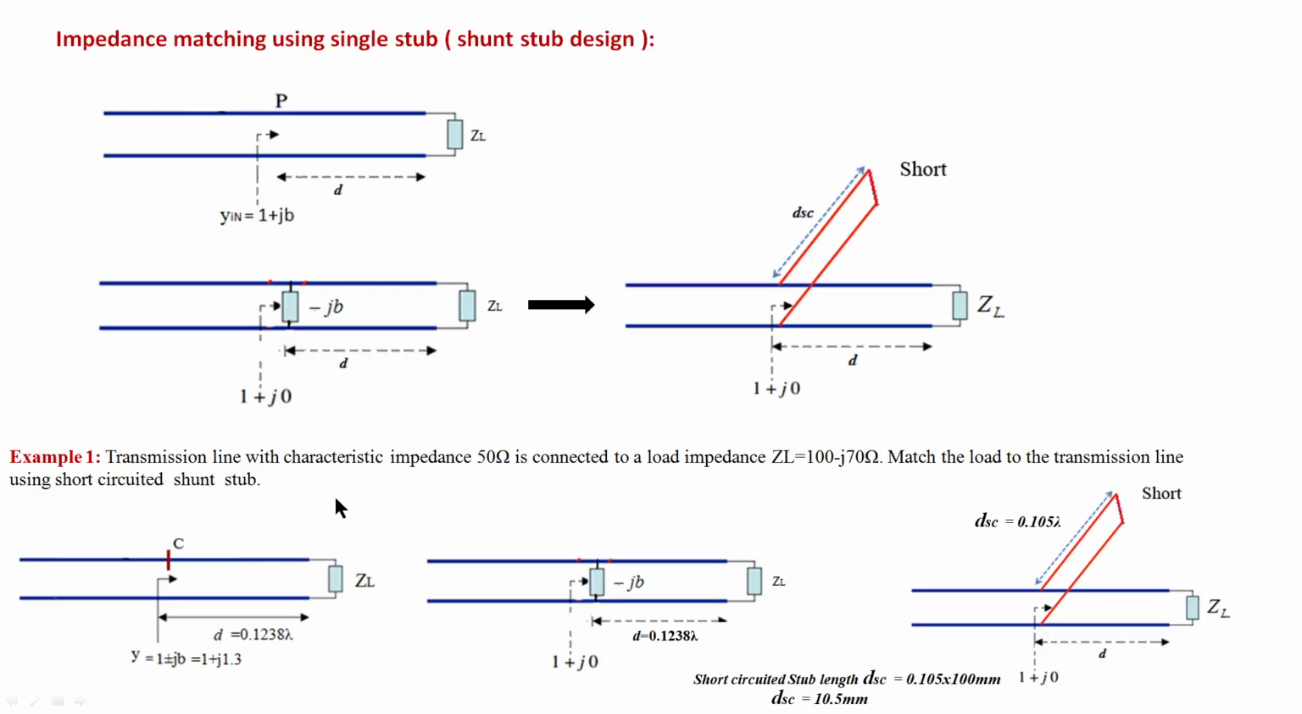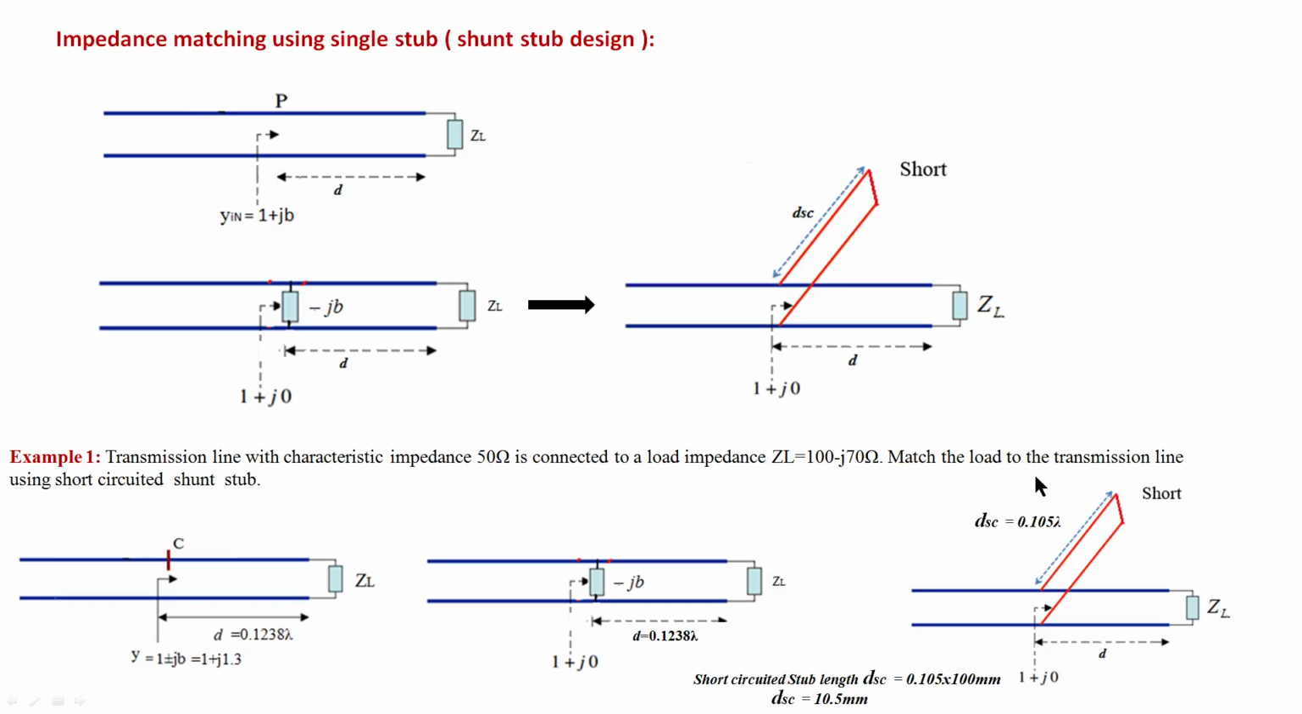So in this question it is asked to use a shunt stub, so we have to find out the admittance. What is given? A transmission line with a characteristic impedance of 50 ohm, connected to a load impedance ZL. What is the ZL value? ZL is 100 minus j70 ohm. So there is a mismatch.